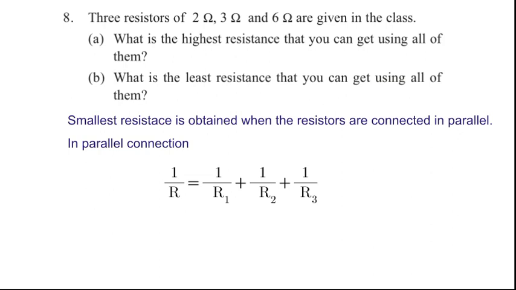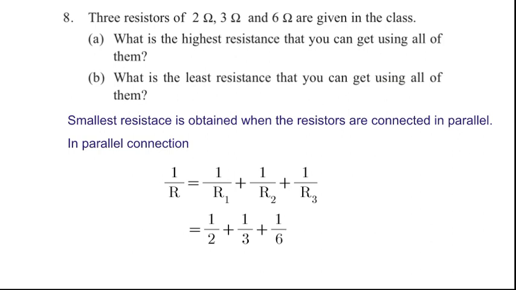1 by R is equal to 1 by R1 plus 1 by R2 plus 1 by R3. It's equal to 1 by 2 plus 1 by 3 plus 1 by 6. How can we add these fractions? We can add fractions only if the denominators are equal. Here 2, 3 and 6 denominators are not equal, so we must make them the same.